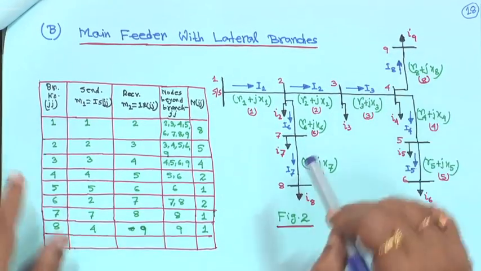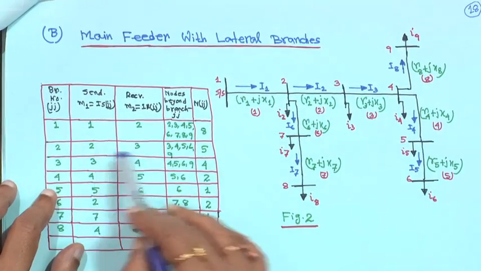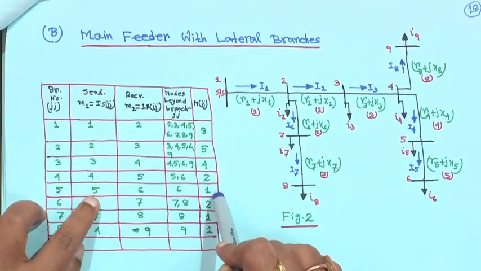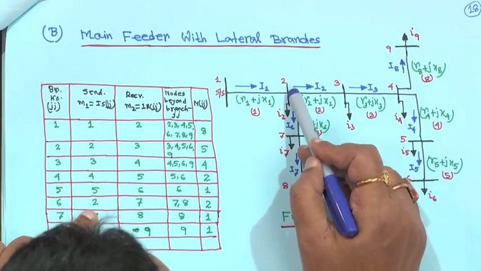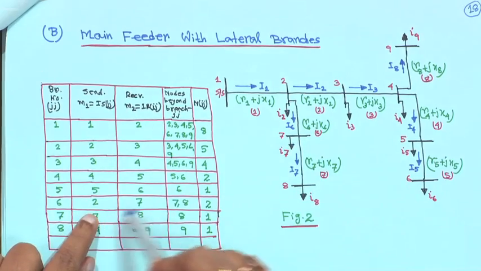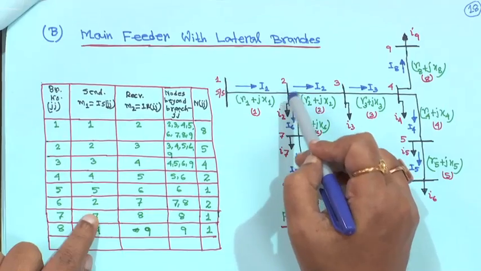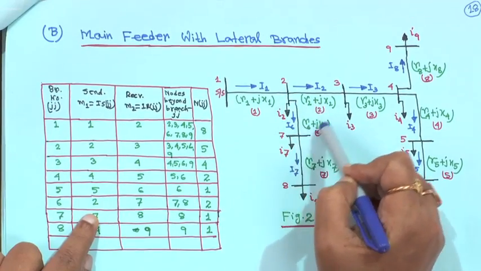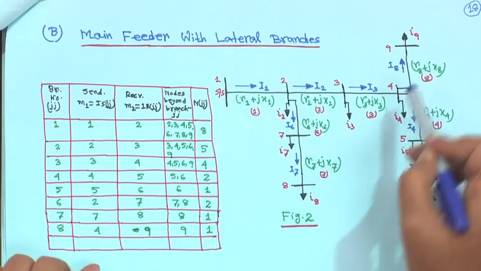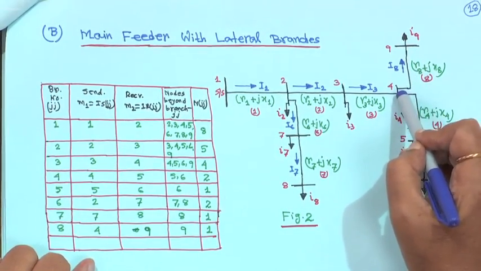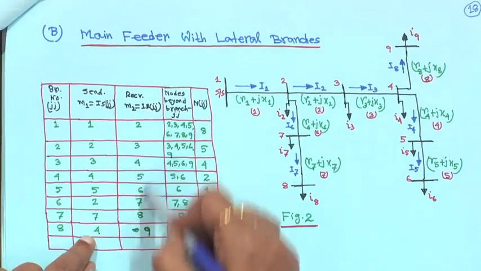Now, connectivity is, look, 1 to 2, 2 to 3, 3 to 4, 4 to 5, 5 to 6. Then note, when you come to branch 6, the sending end node is 2, the receiving end node is 7. So, it is 2 to 7, because this lateral is emerging from node 2. So, branch 6 is actually 2 to 7, then 7 to 8. Similarly, this branch 8 is emerging from node 4. So, 4 to 9. Here the sending end is 4 and the receiving end is 9.